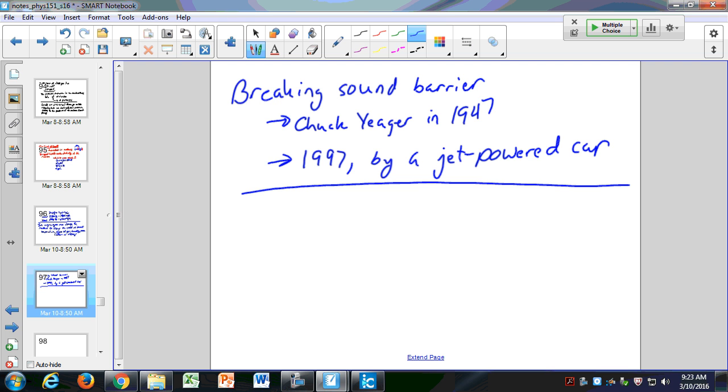When you do this, we'll watch a video that will sort of elaborate on this a bit, but you get a boom, right? The loud boom when an aircraft exceeds the speed of sound. This boom, the sonic boom, is similar to the wake of a boat.